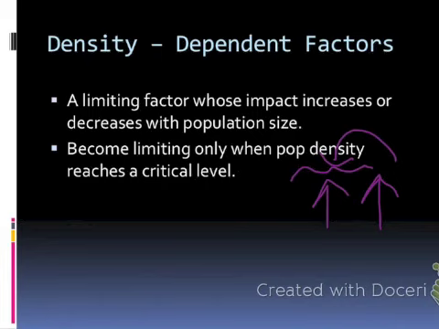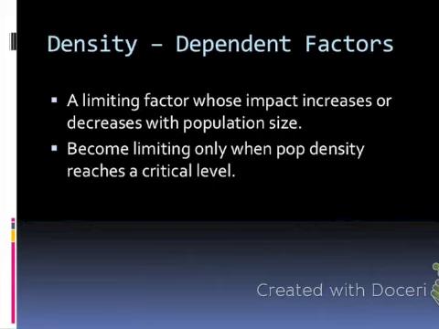Remember that exponential growth curve? As that curve went up and up and up, it reached a point, and then it started to taper back off by carrying capacity. That's what a density-dependent factor does. It limits when the population's density reaches a critical level. It's not always a problem.